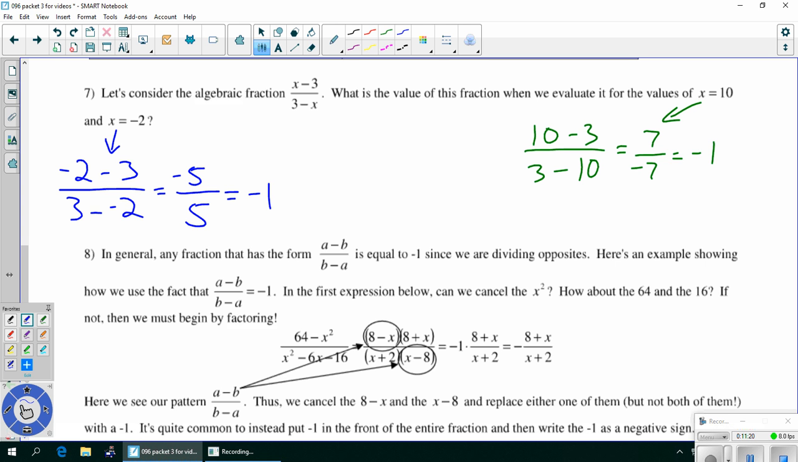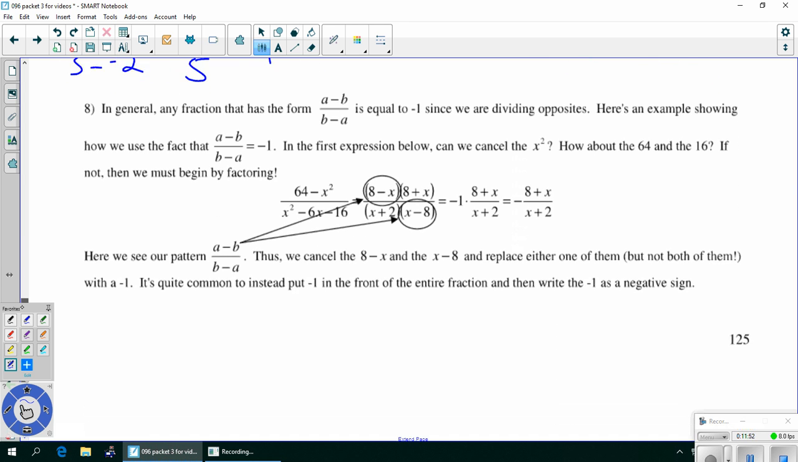Number 8, in general, any fraction that has the form a minus b over b minus a is equal to negative 1. That's the form, right? x minus 3, 3 minus x. They're exactly the same. They're just like in reverse order, right? x minus 3 and then 3 minus x. So any fraction of the form a minus b over b minus a is equal to negative 1 since we are dividing opposites, like negative 5 divided by positive 5. Here's an example showing how we use the fact that a minus b over b minus a is negative 1.